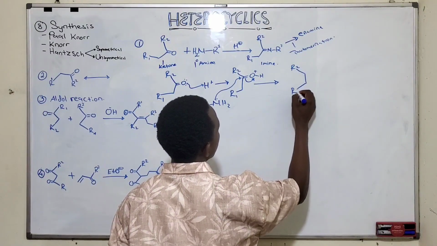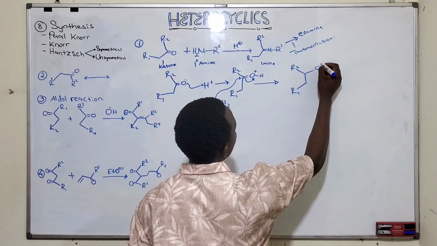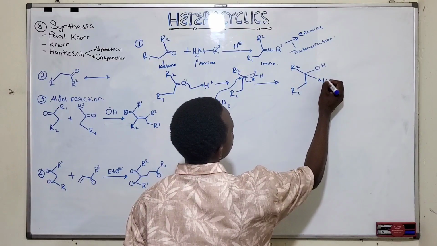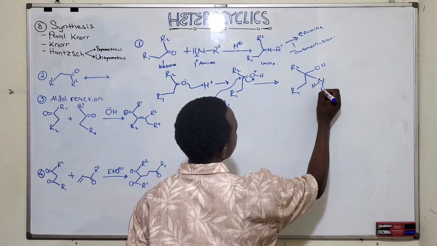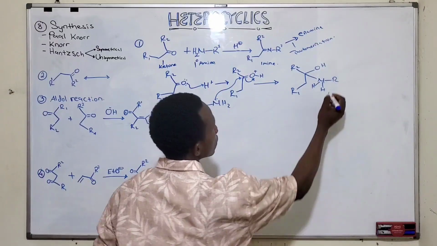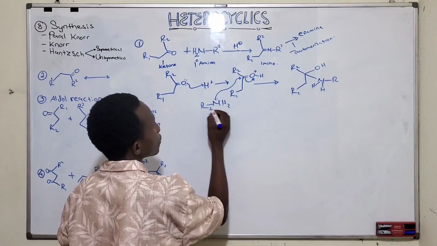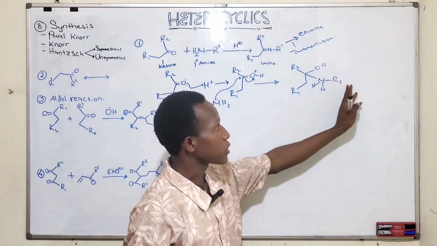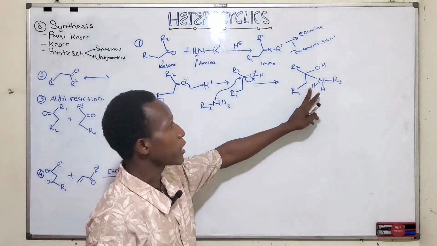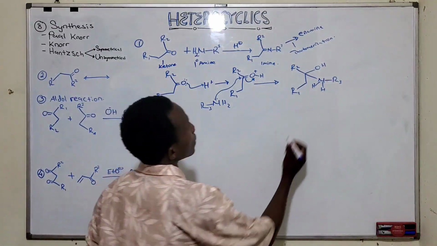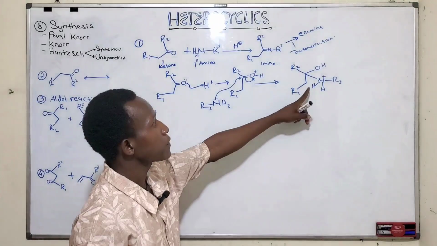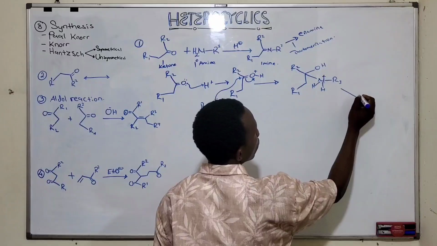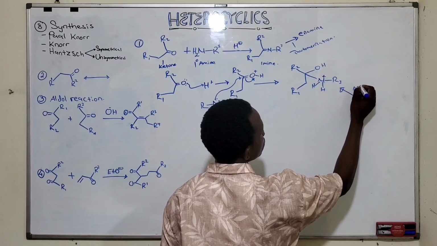So when it attacks the carbocation, we shall form this. We have R2, R1, then this is OH. Then we have N, H, and R. So let's name this one R3. Okay, R3. It can be any substituent, but attached to the amine, so to the primary amine. But this one has a positive charge, so it is unstable. Here we shall have a proton shift.